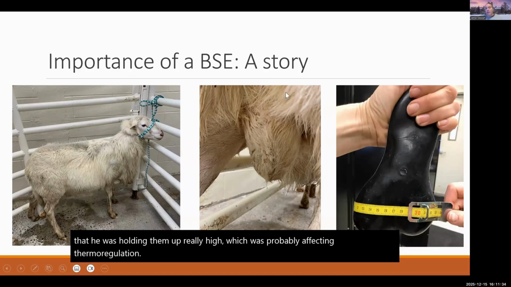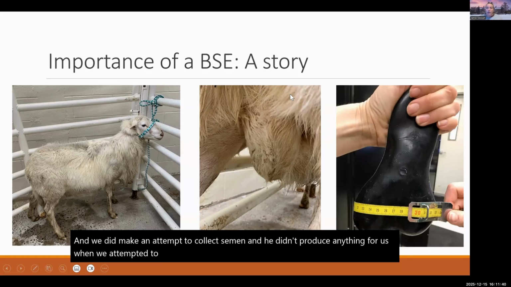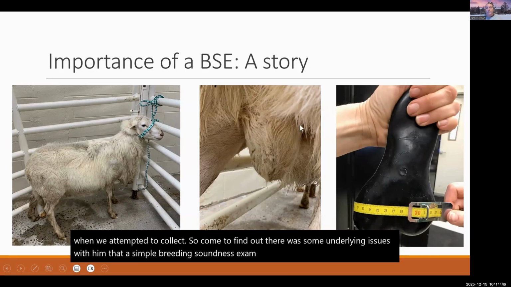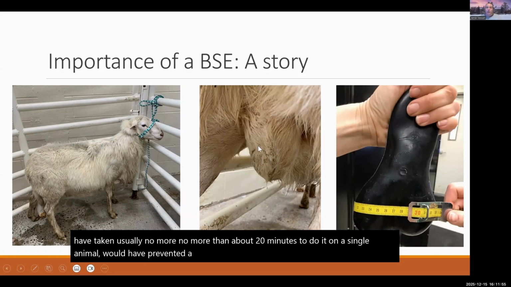His anatomy was such that he was holding them up really high, which was probably affecting thermoregulation. And we did make an attempt to collect semen, and he didn't produce anything for us. So come to find out there were some underlying issues with him that a simple breeding soundness exam before the season, which usually takes no more than about 20 minutes on a single animal, would have prevented a really detrimental effect that this had on the herd that year.